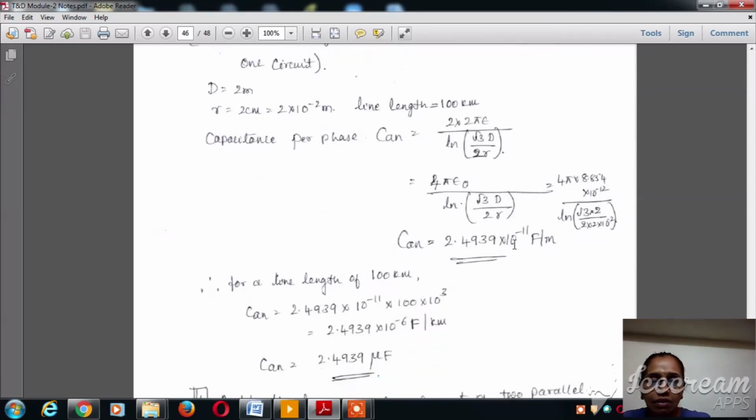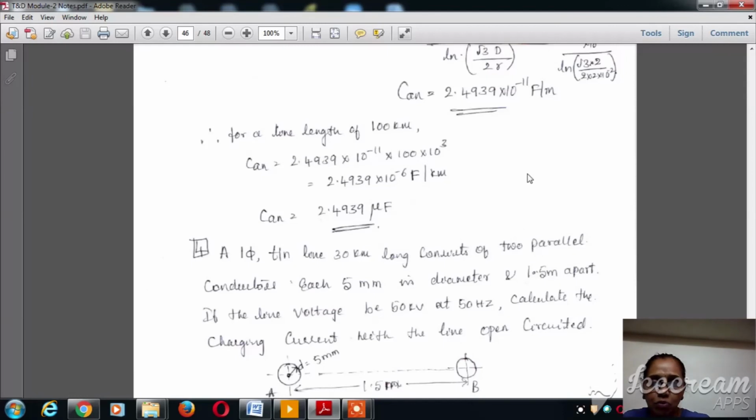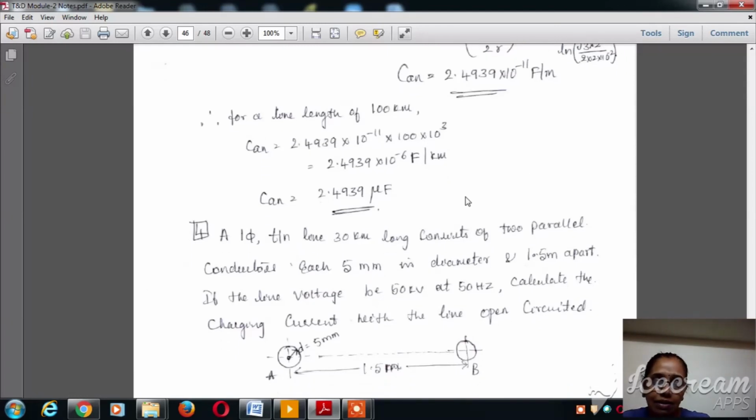Similarly, I have considered several other examples of a double circuit three-phase line with conductors 2 meters. Then we will be able to calculate for the length of 100 kilometers, and similar steps have to be followed, and we will be able to calculate the capacitance between the line and the neutral also.